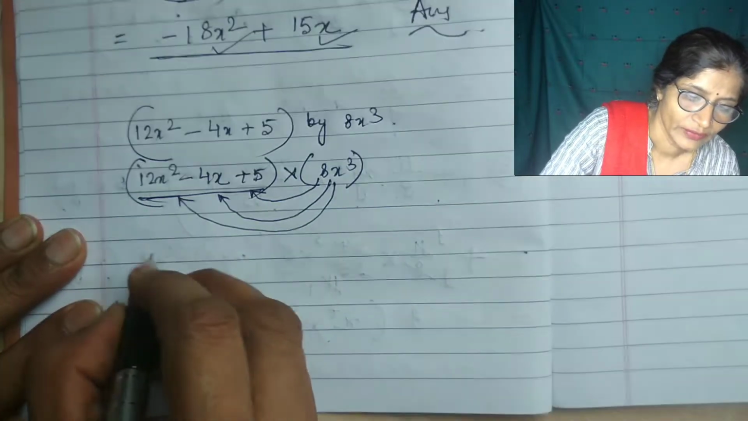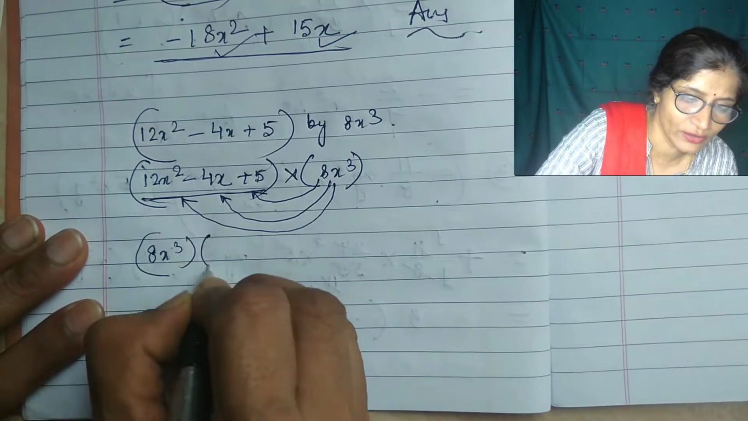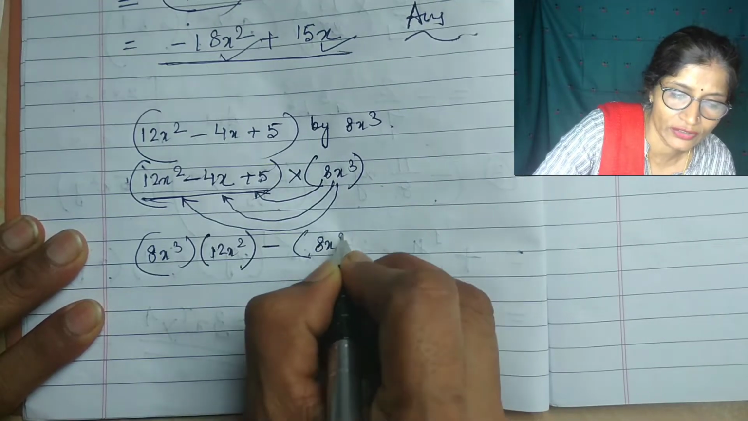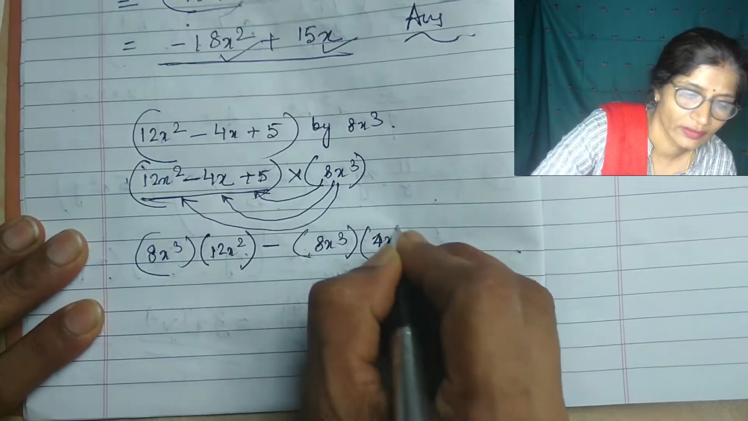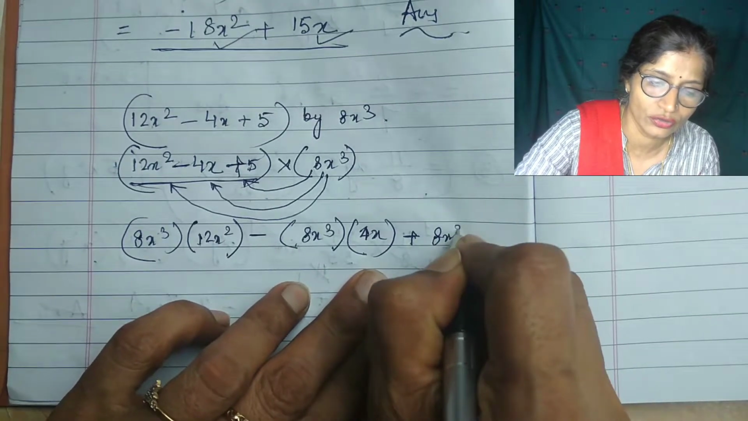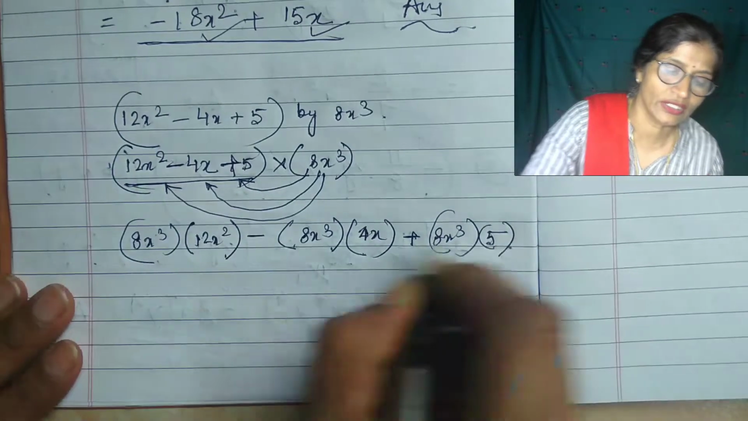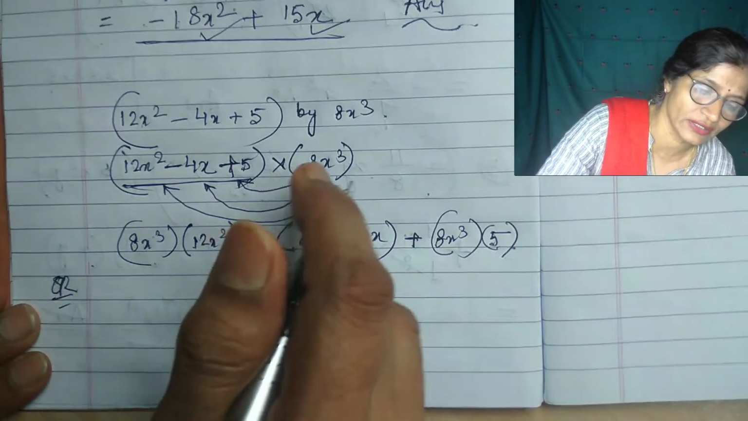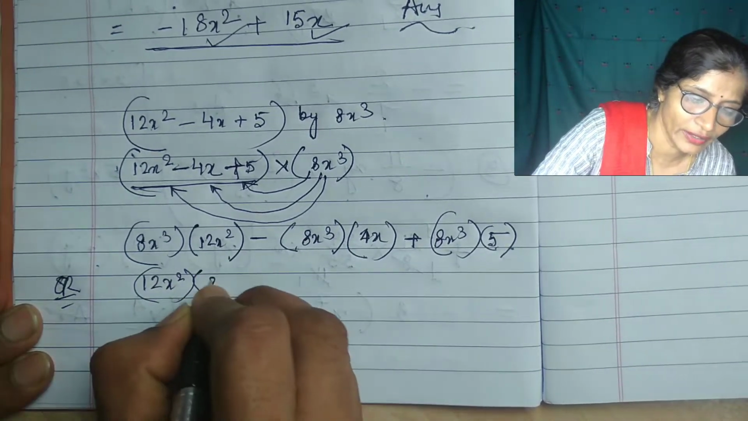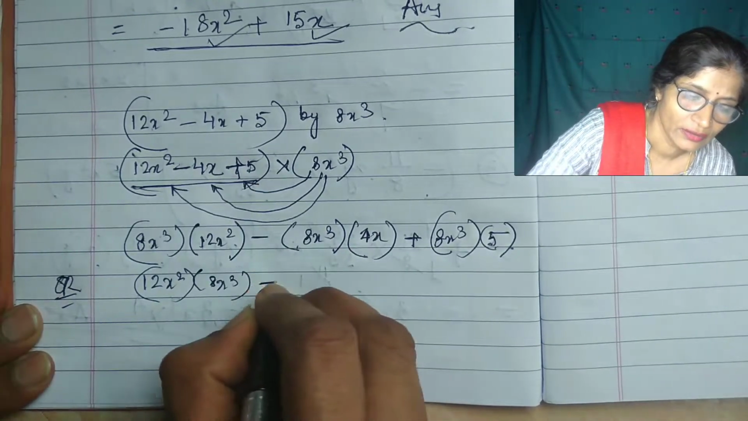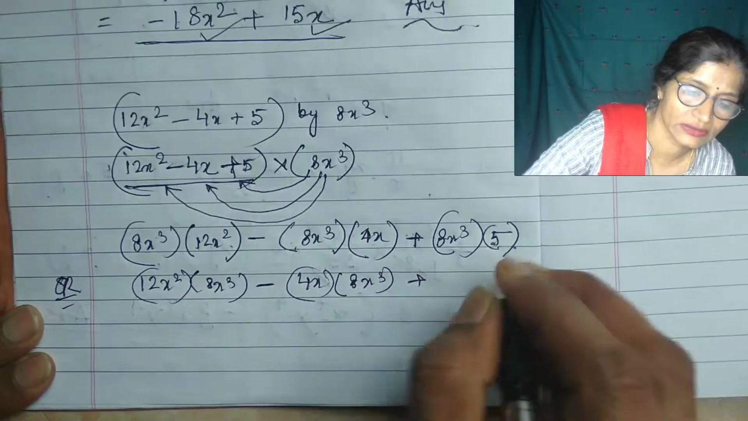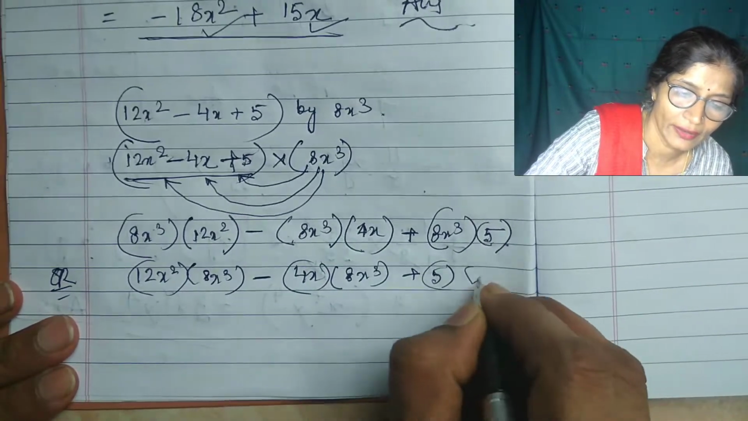So here, 8x cube, I'll multiply 12x square. Then this minus sign, I will write here. Then again 8x cube and this 4x. Then this plus sign, write it here. Then again 8x cube and multiply 5. Either you write this way or you can write in this way also: first the term 12x square into 8x cube, then minus sign, 4x multiply 8x cube, plus 5 multiply 8x cube.